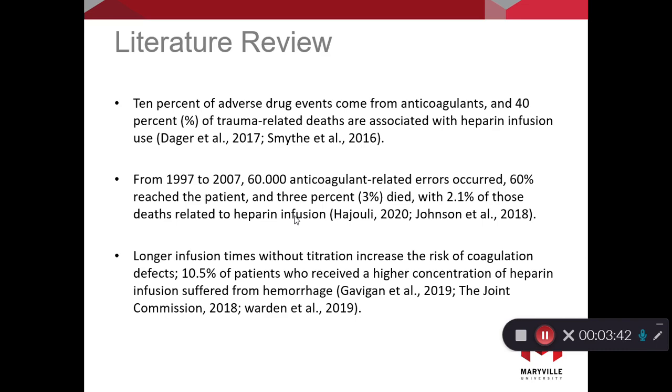10% of adverse drug events came from anticoagulants, and 40% of trauma-related deaths were associated with heparin infusion. Between 1997 and 2007, 60,000 anticoagulant-related errors occurred. 3% resulted in patients' deaths, and 2.1% of those deaths were from patients that received heparin infusion. Longer infusion times without titration increased the risk of coagulation defects.